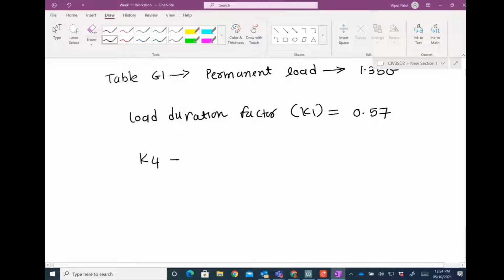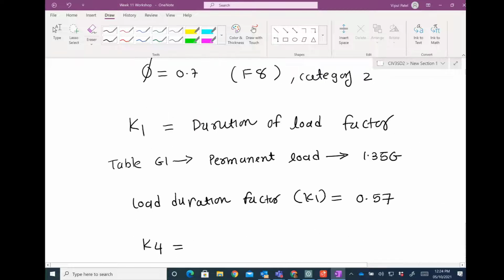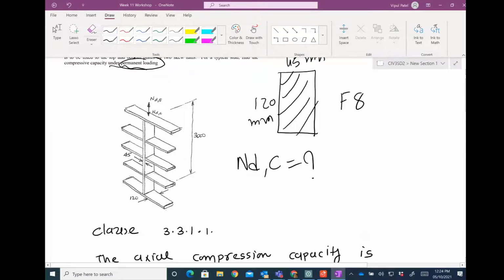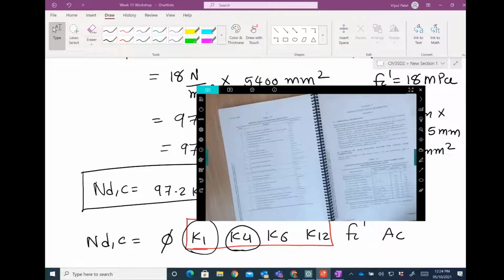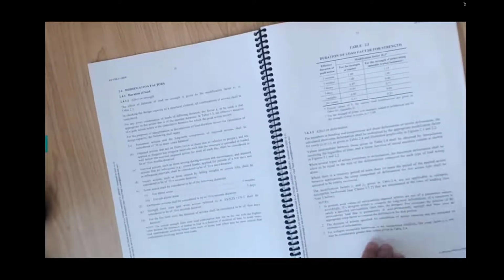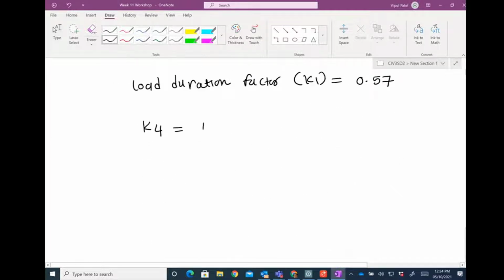Now k4, we have these situations here. What is this k4 called? You can come back here, and if you turn the page over, k4 would be partial seasoning factor. So k4 is called the partial seasoning factor.